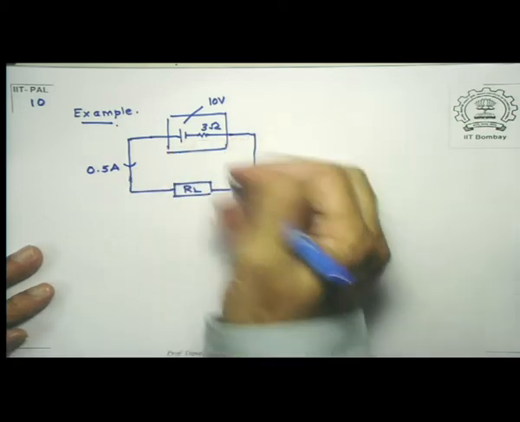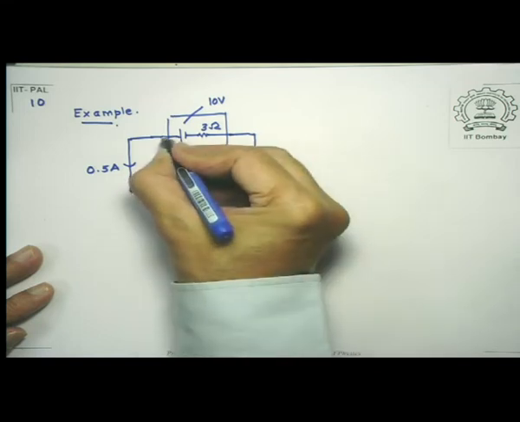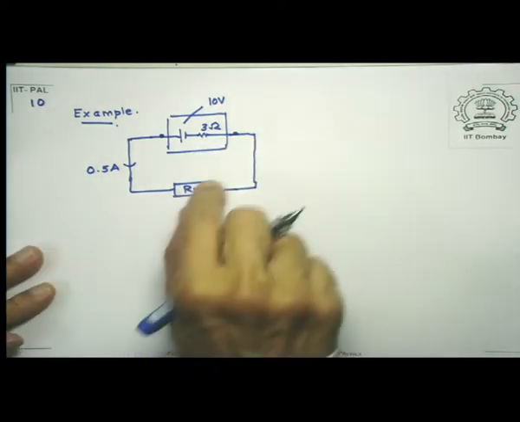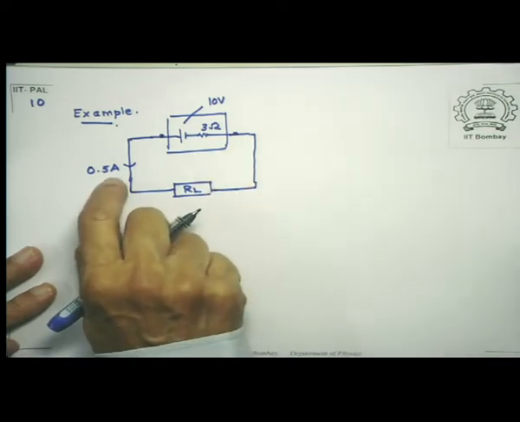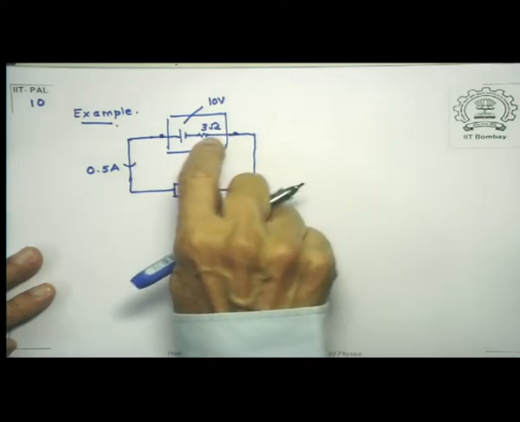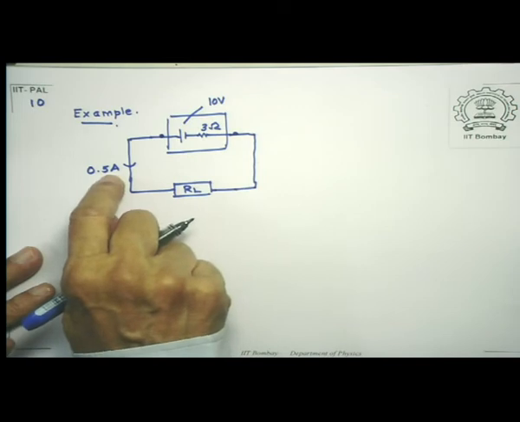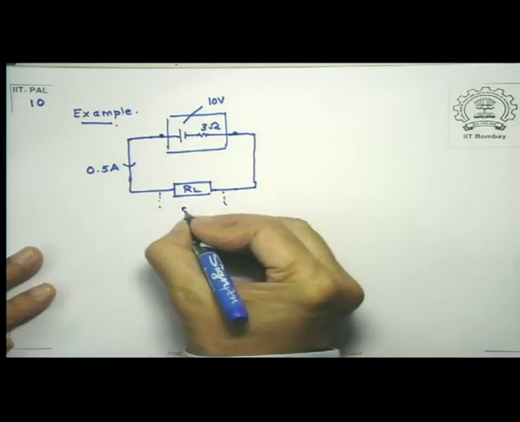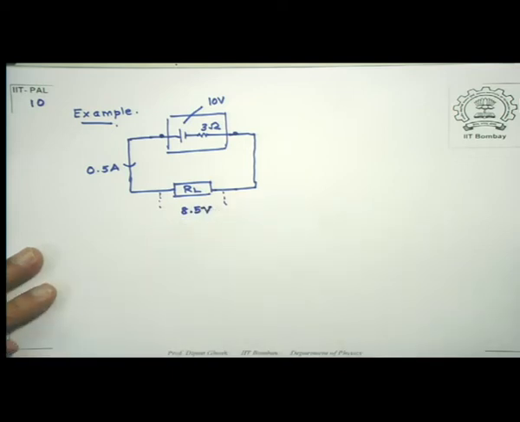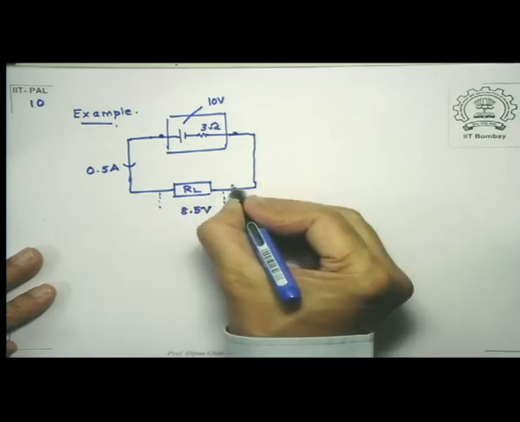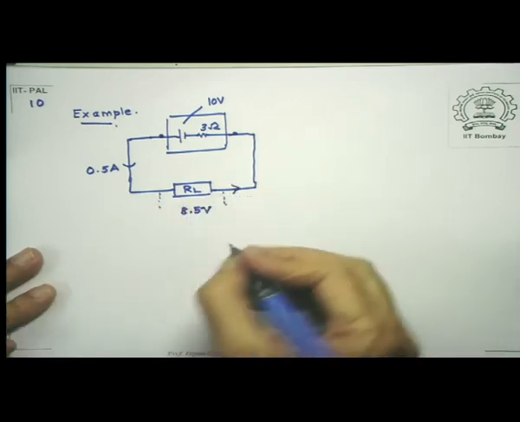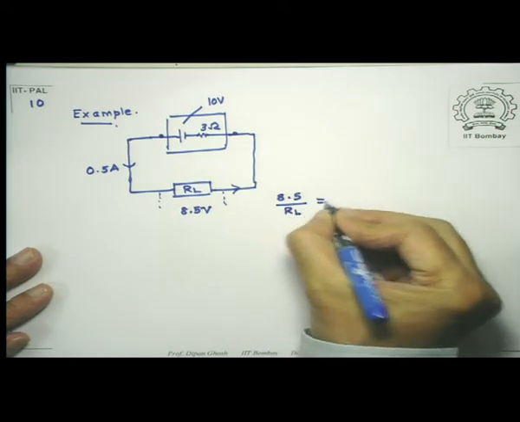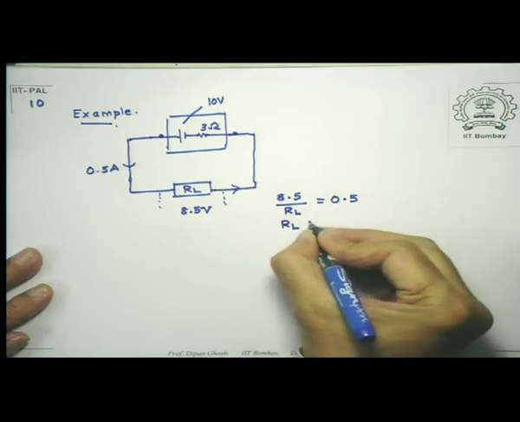The potential difference that exists between the two ends of RL is also the potential difference that exists between these two, because these wires are supposed to be resistorless. So therefore, if the current passing through is 0.5, I times R is the potential drop here, which is 3 into 0.5, which is 1.5, so that potential drop between these 2 points is 8.5 volts. But you see, it is the same current which is passing through RL. So therefore, 8.5 volts divided by RL is equal to 0.5, which tells me that the load must have been 17 ohms.